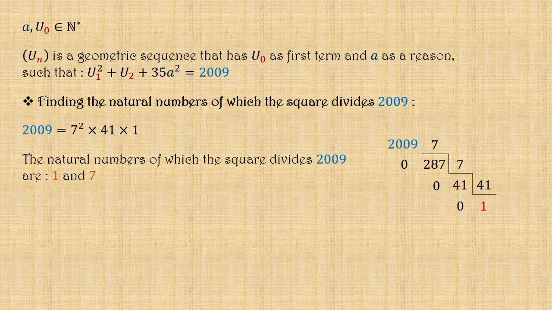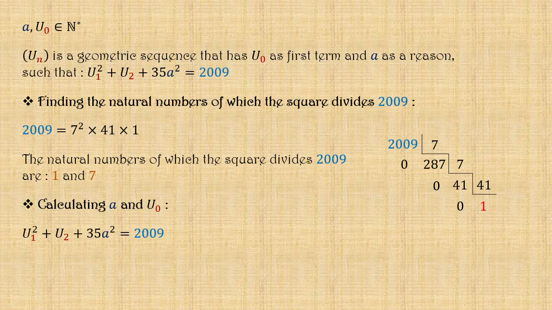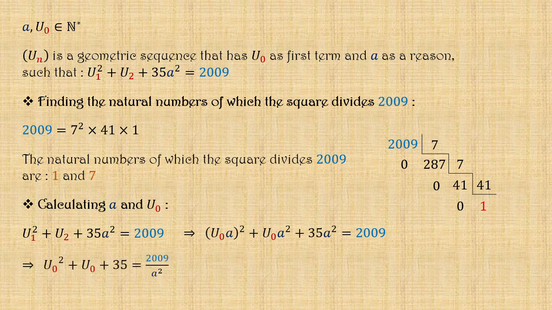Now let's calculate the value of each of the reason a, and the first term u0. So, as we have the relation, u1 square plus u2 plus 35 times a square equals 2009, and as our sequence un is a geometric sequence, we can deduce that u0 times a all square plus u0 times a square plus 35 times a square equals 2009. And by extracting a square as a common factor from these terms and moving it to the right side of the equation, we find that u0 square plus u0 plus 35 equals 2009 over a square. We will note this as equation number 1.